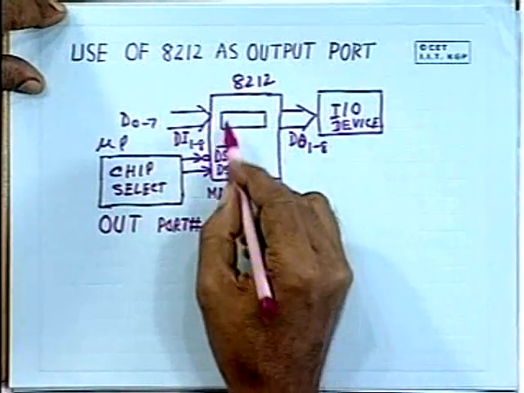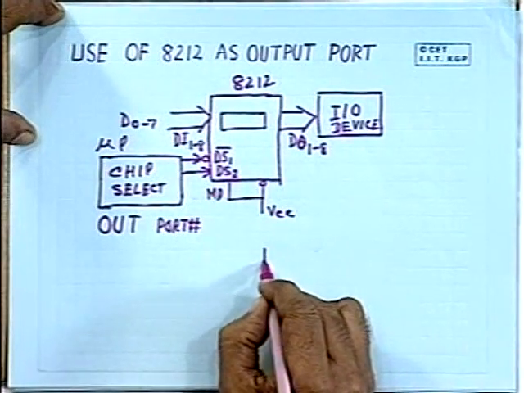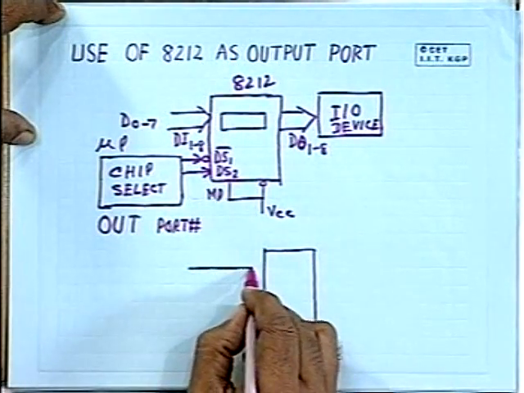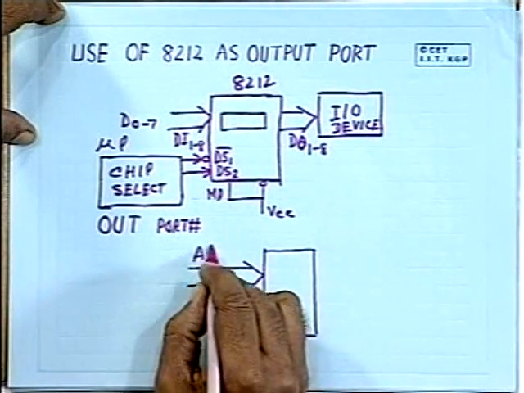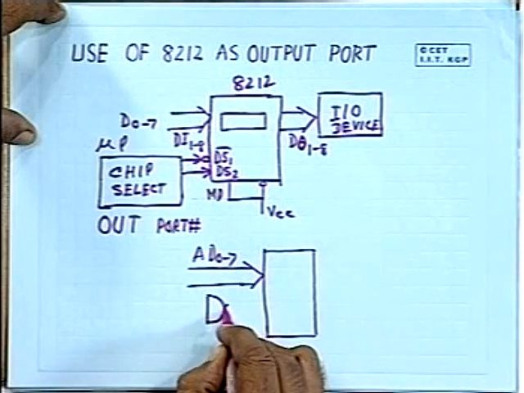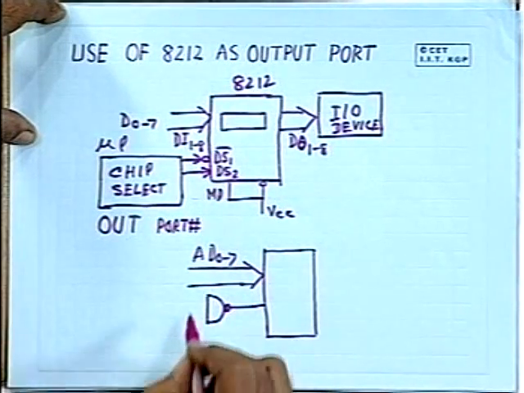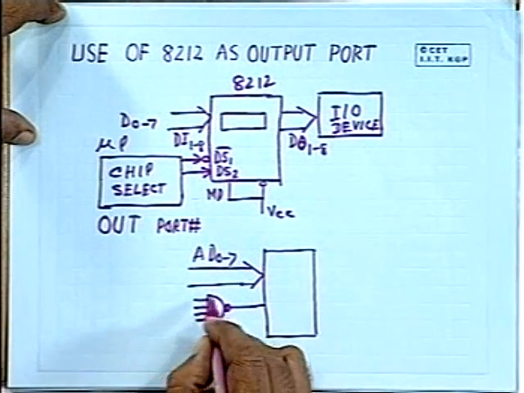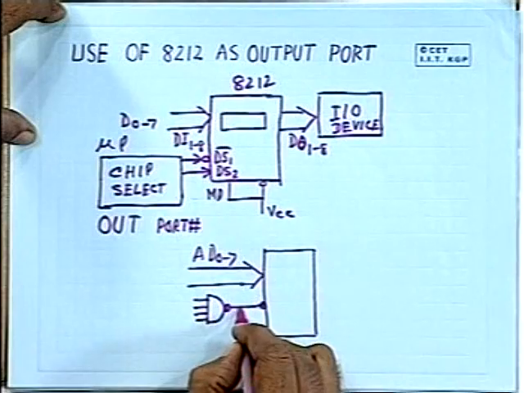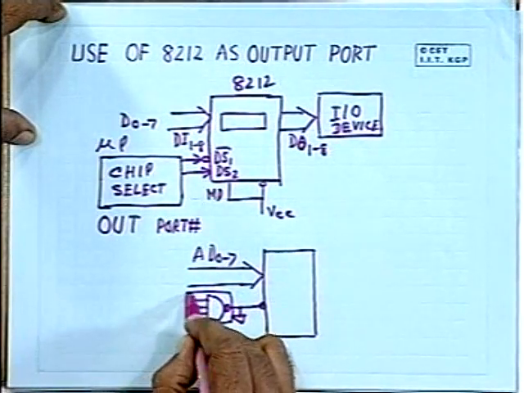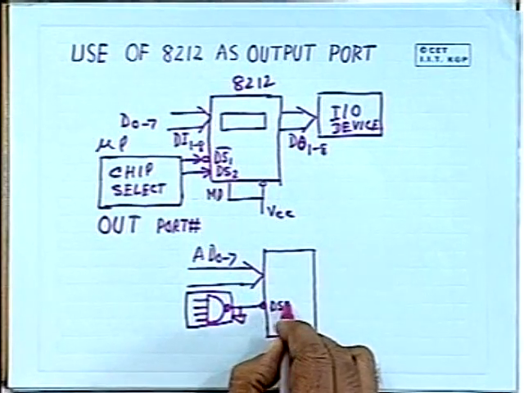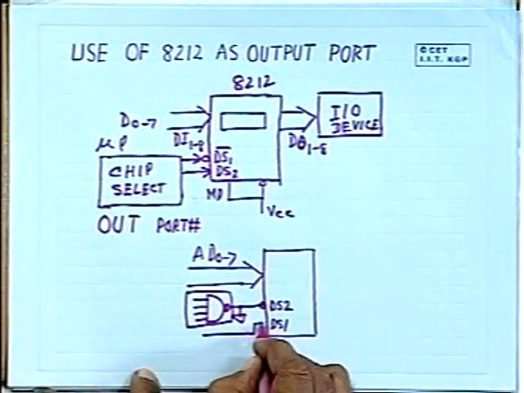One simple use of this 8212 as an output port is for address demultiplexing. We have already seen that the 8085 microprocessor generates address in a multiplexed manner. So you can apply the AD0 to AD7 lines to the input lines. Then for the chip select, a decoder circuit could be implemented with the help of some transistors or a gate, but in this particular case it can be connected to ground. Say this is connected to ground. You don't require it whenever you are using it for address demultiplexing. That means DS2 is not required, and DS1 is connected to the ALE.